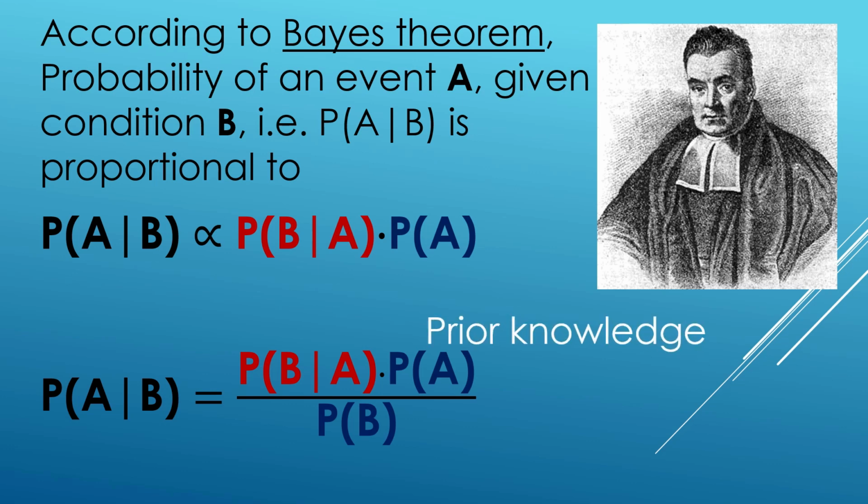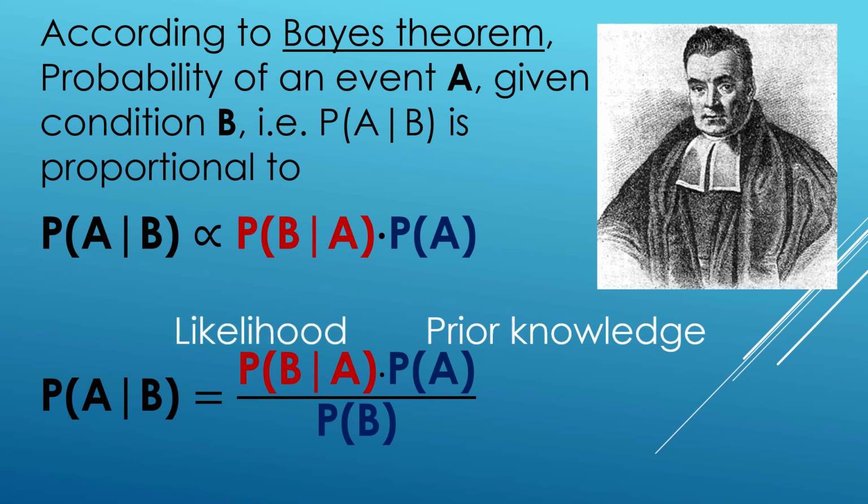So P(A) is our prior knowledge. What Bayes theorem tells us is that if you have prior knowledge and you get new data, you can update your knowledge by this theorem. So this is the most logical method to combine the prior and the new data to get the new updated knowledge. So first, P(A) is known as prior knowledge.